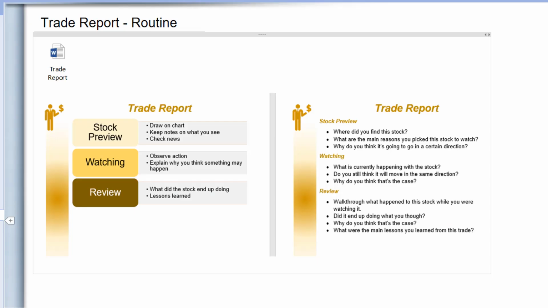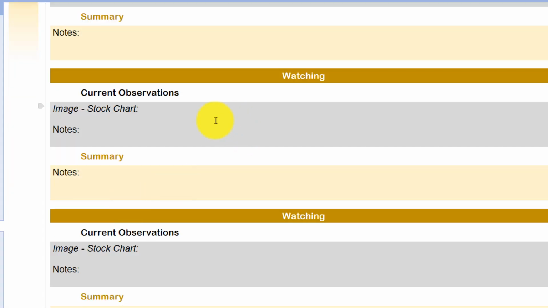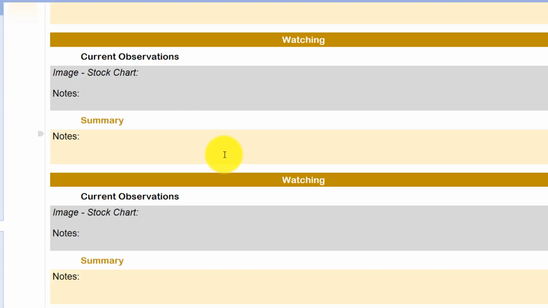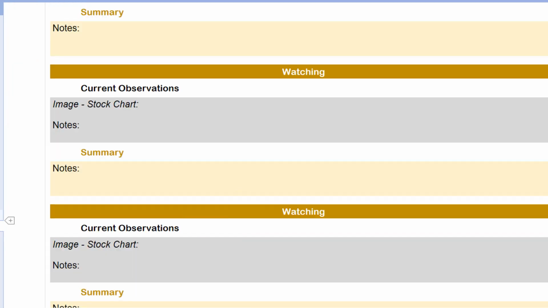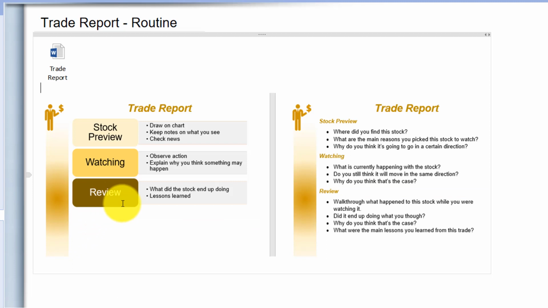Now, each day you want to just watch it and observe what kind of action is happening and explain why you think something may or may not happen. What's currently happening? Do you still think it's going to move in the same direction? Why do you think that's the case? Each day you just want to make a note about what you see and what kind of observations you're making. And then at the end, we'll do a review and basically say, hey, what ended up happening and what lessons can I learn from this?